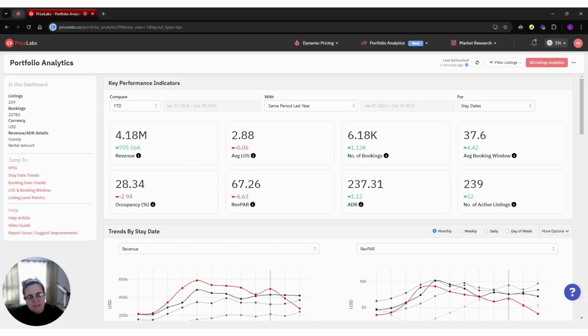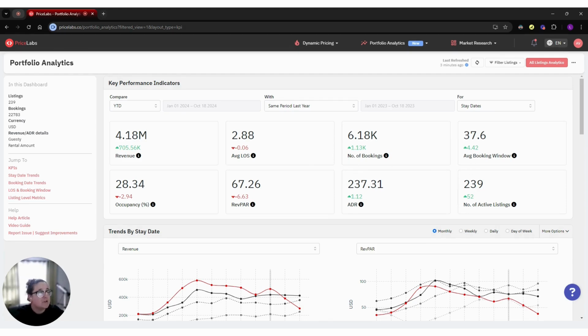The average length of stay is how long people are typically booking with you. All of the data that you see here is based on your listings. So whether that be your entire portfolio or a filtered down set of listings, this is all your data instead of market data. Then we've got the number of bookings. That's going to be the total number of unique bookings.